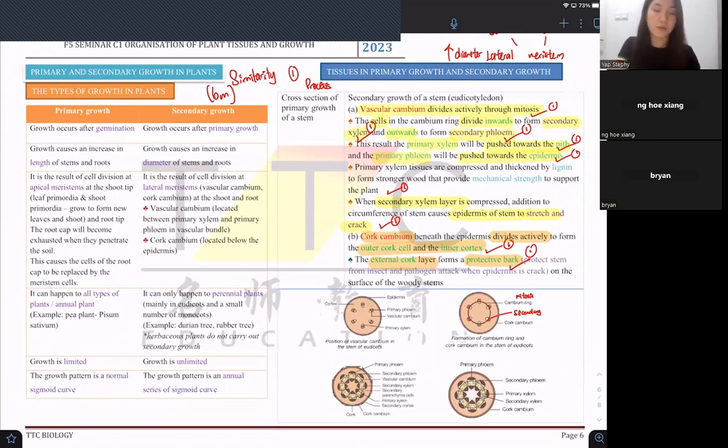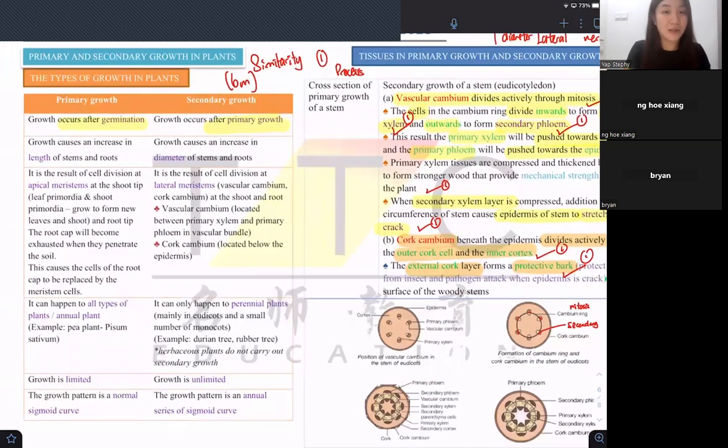Okay, so now let's highlight first. Primary growth normally occurs after germination. Then they will straight away increase the length, because they want to undergo a lot of photosynthesis. But secondary growth comes after the primary growth, so that's why we say secondary. Okay, and also for the purpose, the function: this one increases the length, this one increases the diameter.